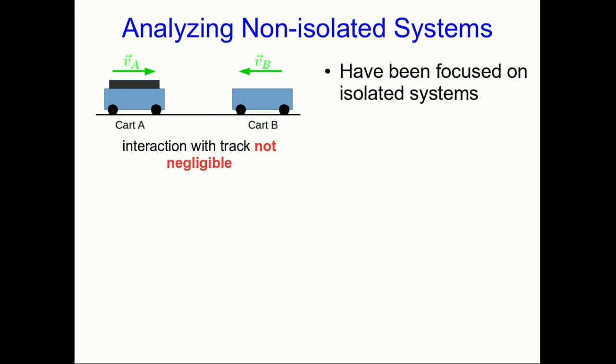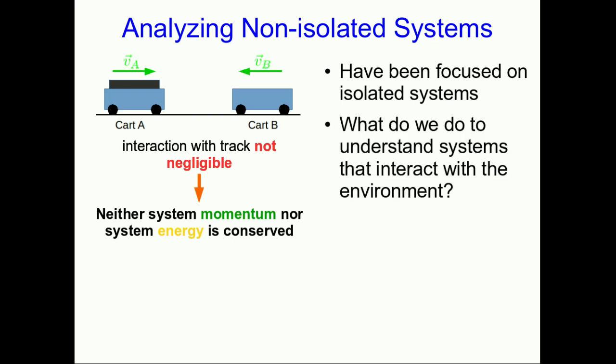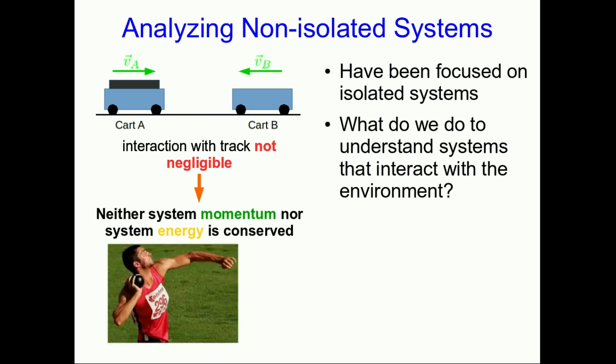Well, what if the interaction with the track is not negligible? What if our system isn't isolated? In that case, momentum isn't conserved, and also the interaction with the track is going to tend to cause state changes in the environment, like warming of the track, and so the system energy will not be conserved. And so we don't have any equations to work with. What do we do to understand systems that are interacting with their environments? Because those systems are very common.